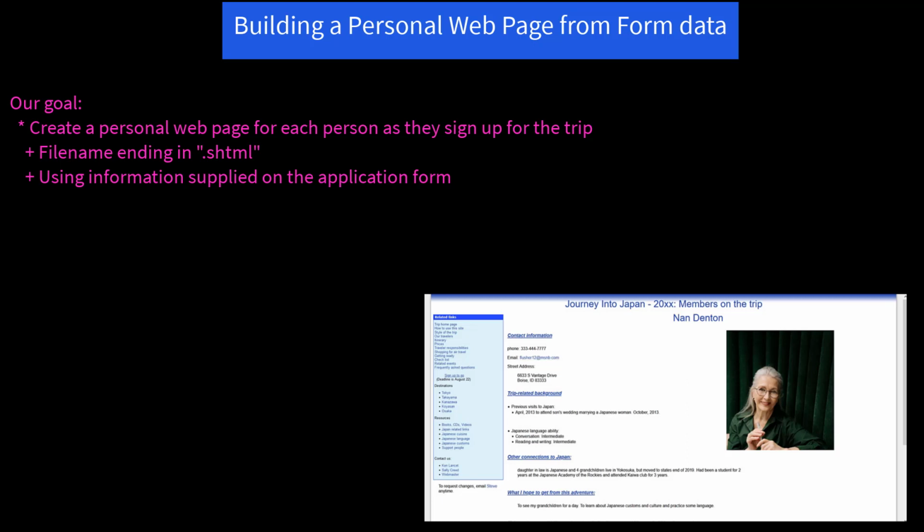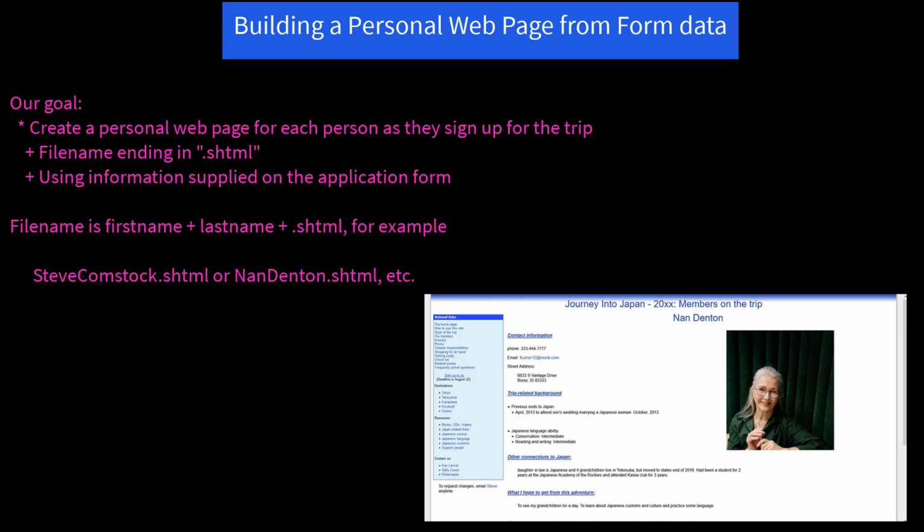As mentioned in an earlier lecture, for a file name, we'll use the applicant's first and last name run together. For example, stevecomstock.shtml or nandenton.shtml, and so on. So the first and last names are lowercase except for the first letter being capitalized.